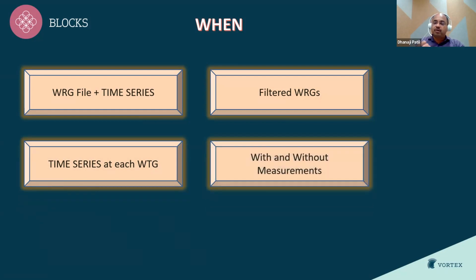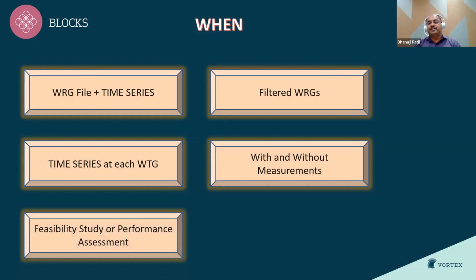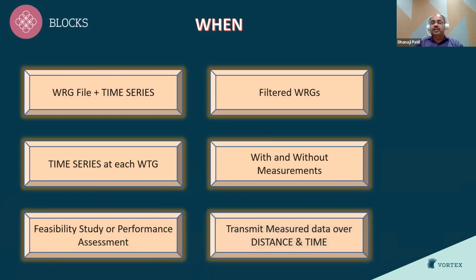Whether you have measured data, we can definitely use that measured data for calibration of blocks by using the 4D remodeling. Or even if you don't have measured data, still you can go for the blocks run. Whether you are doing feasibility studies, you can use the blocks run, or even in operational wind farms, for performance assessment at the wind farm level and at each wind turbine position, you can go for the blocks run. Okay, then with the help of blocks, we are normally able to, this is the requirement from the sector.